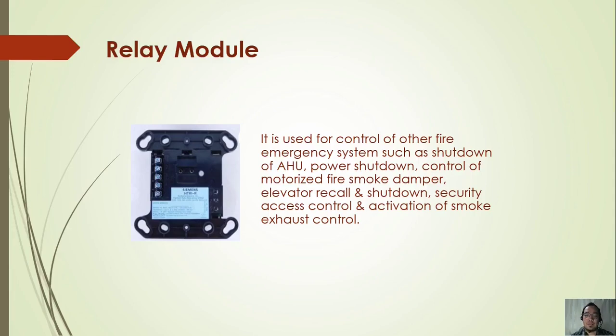The next one is the relay module. This module is actually what we use, guys, for controlling other emergency interfaces, like shutting down of the AHU during fire, power shutdown, or this is also the module that we use for controlling the motorized fire smoke damper. Motorized fire smoke dampers are used in every duct penetration in a fire-rated wall, no? So in case of fire, the fire resistance of the wall will still be maintained. Otherwise, if it's not closed, then how can we say that the wall is still fire rated if it's open? The fire will just spread easily from one point to the other. So these modules are used also to control that fire smoke damper.